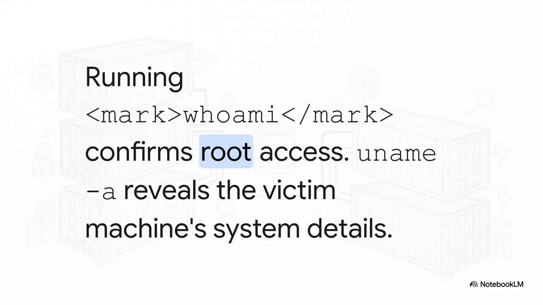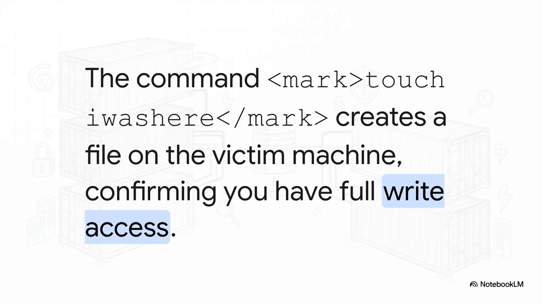And here is the proof. The second that exploit works, you can run commands directly on the victim machine. Typing whoami confirms you are the root user. uname -a spills all the system details. This right here, this is that moment of victory in a pen test. And just to leave no doubt that we have total control, we can do something simple like create a file. The touch command creates an empty file. So by making one called I was here, we're planting a tiny, harmless flag that proves we have complete access.